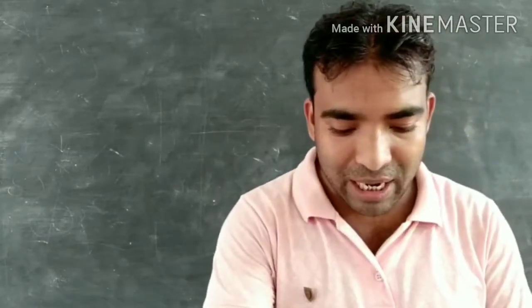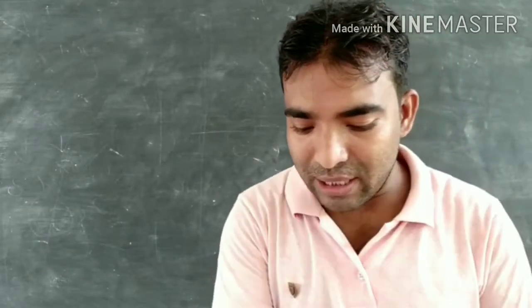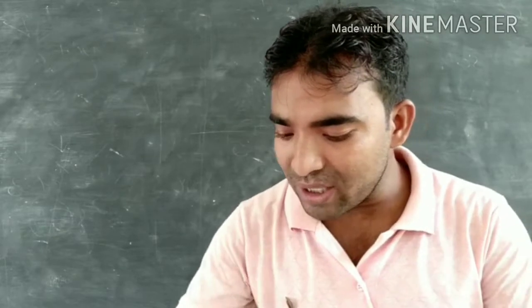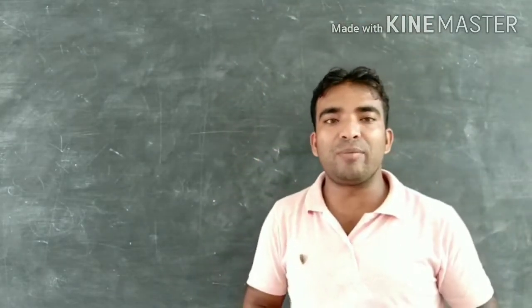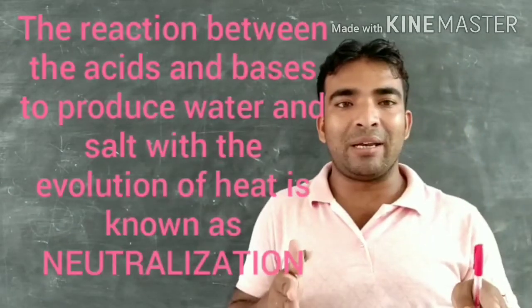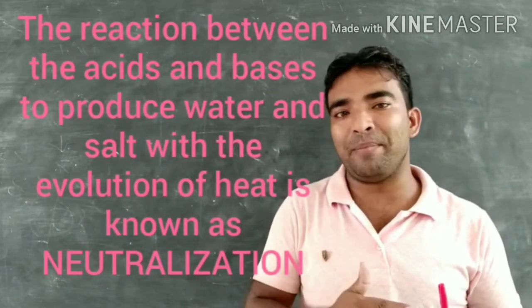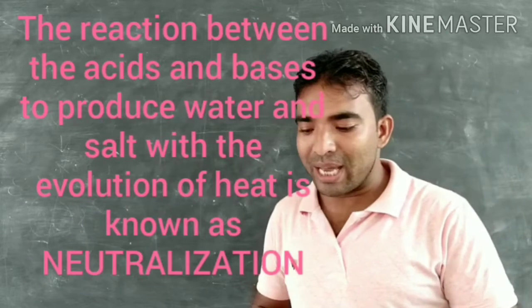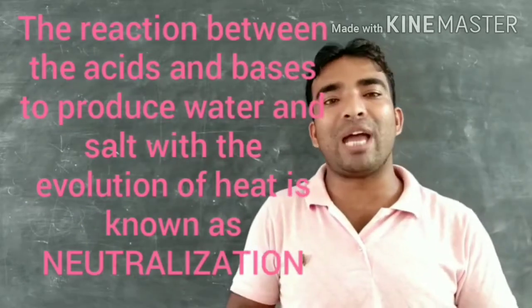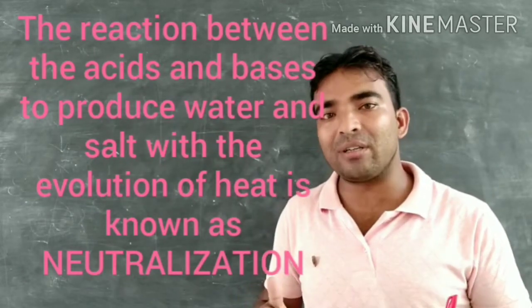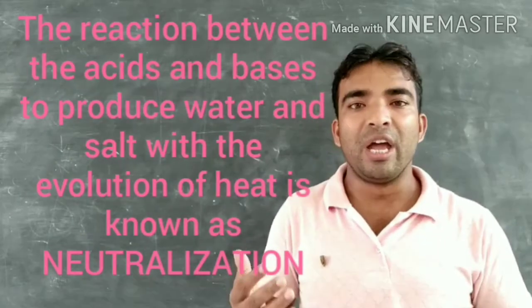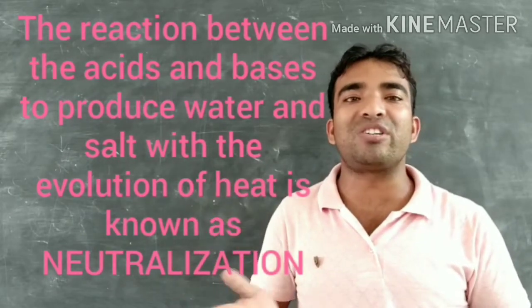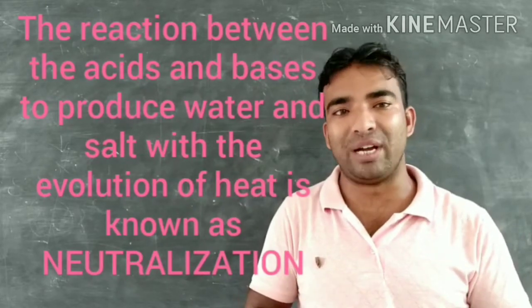Now this is all about the indicators. Now we will discuss neutralization. What is neutralization? When we are talking about neutralization, we have to understand that the reaction between the acids and the base is known as neutralization. And after the reaction, that is after the neutralization, it produces water and salt with the evolution of heat.